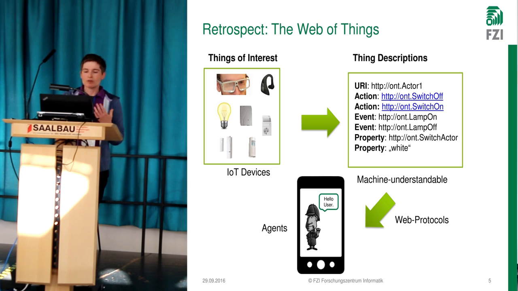Now this Web of Things approach foresees that we use web protocols, because web protocols are standardized, so the applications or the agents inside the environment can request these thing descriptions and then process them in order to provide appropriate services to the elderly person.